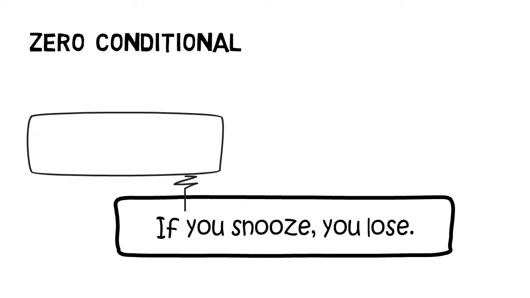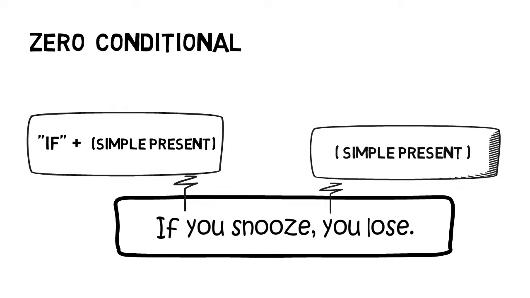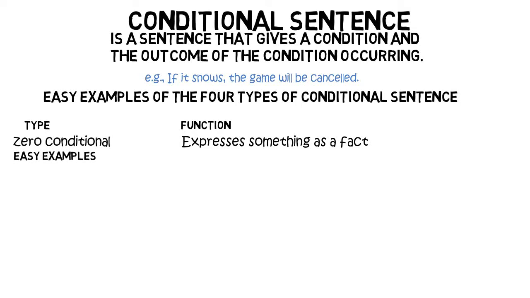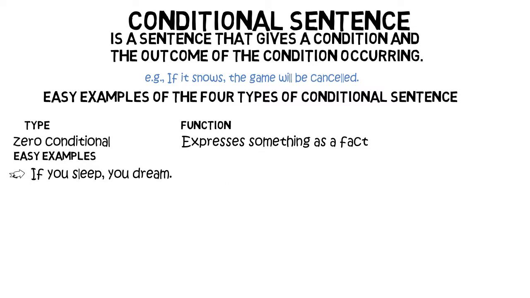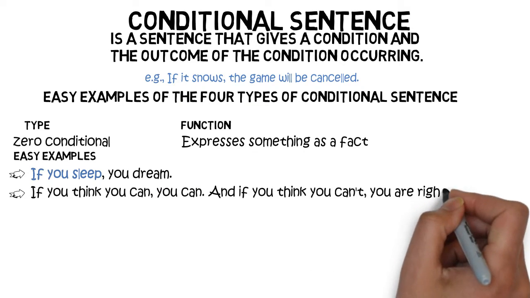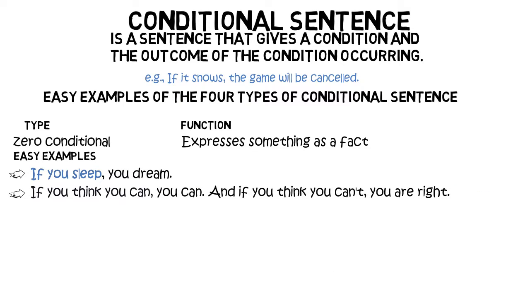If you snooze, you lose. So in the if clause we have if plus the simple present tense, and in the main clause we have the simple present tense. Here are some more easy examples. If you sleep, you dream expresses something as a fact. If you think you can, and if you think you can't, you are right. Another example of the zero conditional.